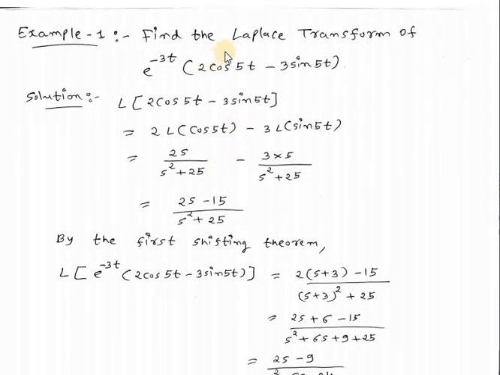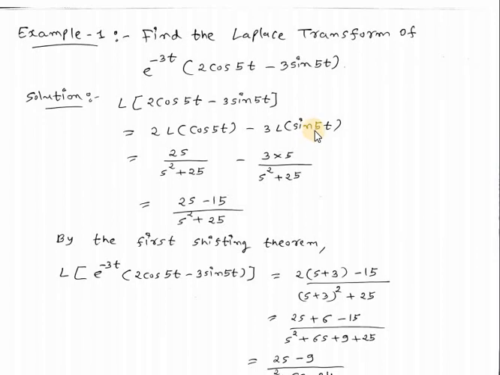First example, find the Laplace transform of e raised to minus 3t (2 cos pi t minus 3 sin pi t). So first of all, we will find out Laplace transform of 2 cos pi t minus 3 sin pi t. So this can be written as 2 into Laplace of cos pi t minus 3 into Laplace of sin pi t. Now we know the formula of Laplace of cos at. So Laplace of cos at will be s divided by s square plus a square. So by that formula it will be 2s divided by s square plus pi square, because here a is pi.